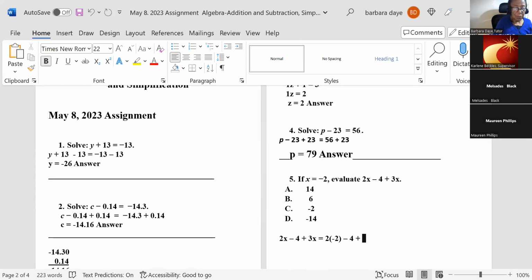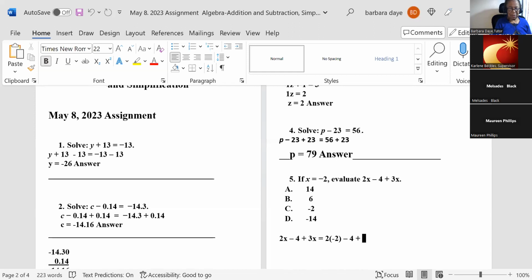Okay. 2 plus 3x. But what is x? Minus 2. So tell me what to write. Okay, will be 5x. No. 3 times the value of x. What would that look like? 3x. But x is a minus 2. So what would I write?